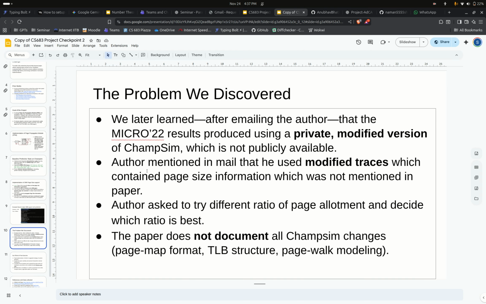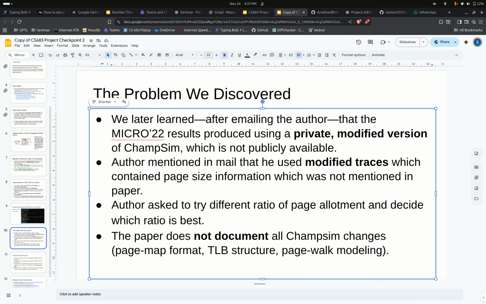Now the problem we discovered is that we were not able to implement dynamic support for both 4 KB and 2 MB. Later, after interacting with the author, we got to know that the author used a private modified version of ChampSim which is not publicly available. The author mentioned that he used a modified trace where the traces themselves contained the page size information. The author also suggested we try different ratios of page allotment and decide which ratio is best, and we were already doing that.